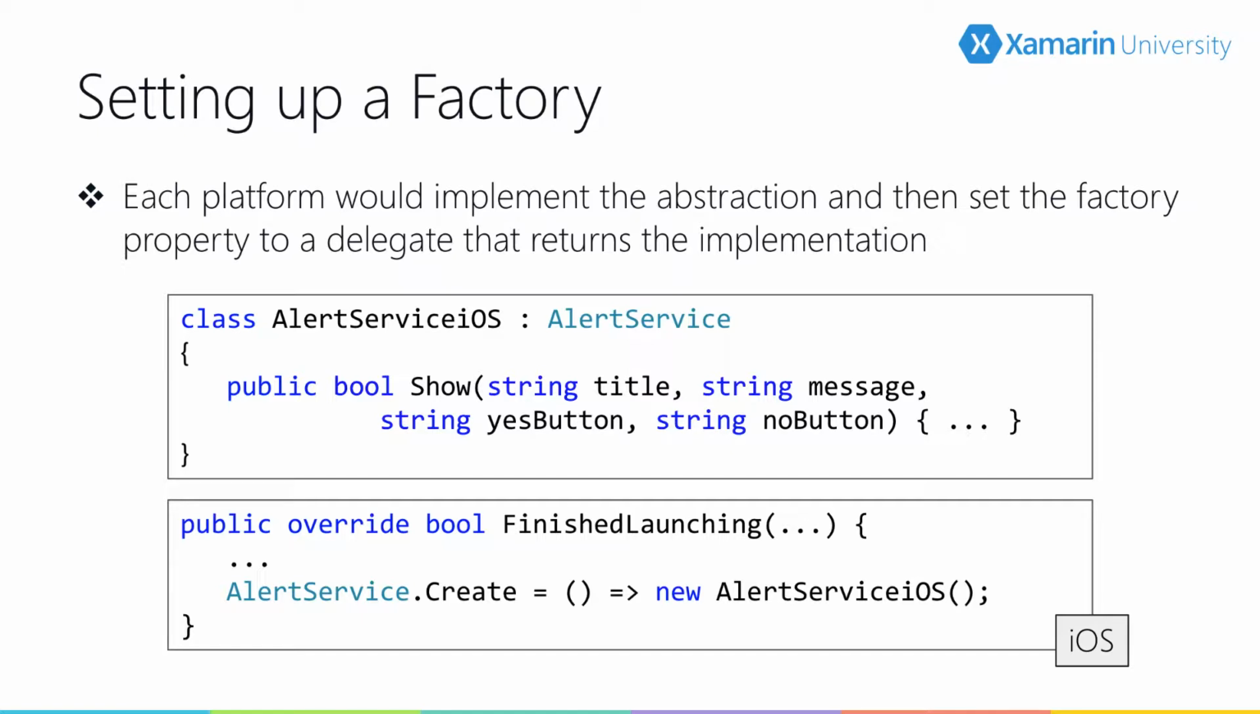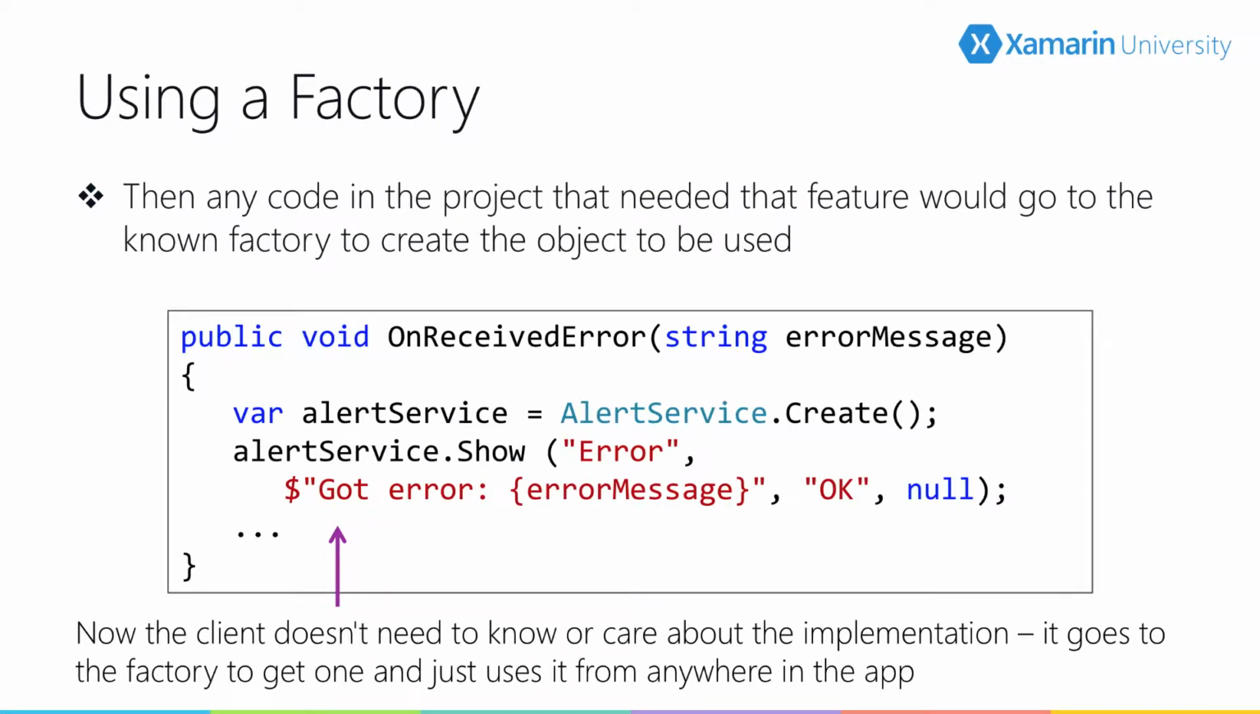We wire up this create function here and we tell it, well, whenever create is called, return a new iOS-specific version of that alert service. And if our shared code has a reference to the factory, it can call this create method whenever necessary, and it will return the concrete implementation. We can then call show, and this allows us to call into the platform-specific code from within our shared code.